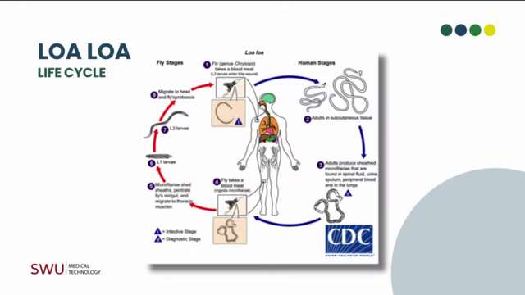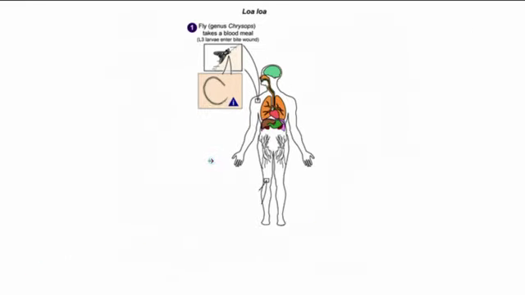Here we have the general picture of the life cycle of Loa loa, and as you can see, because it utilizes two hosts, an intermediate vector and a definitive human host, there are two stages. We have the human stages in which the adult worms are formed and the fly stages in which the larva will develop. So let's start our discussion with the mode of transmission, and that is when the fly ingests blood containing the infective stage to humans, which is the L3 filariform larvae.